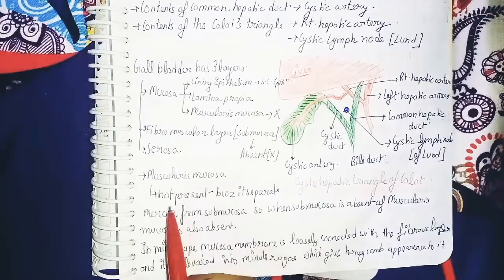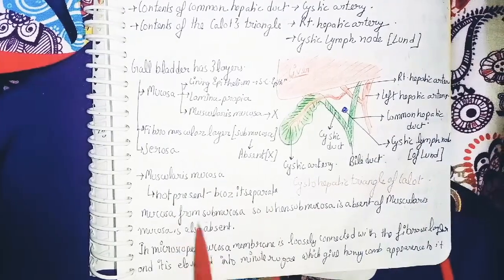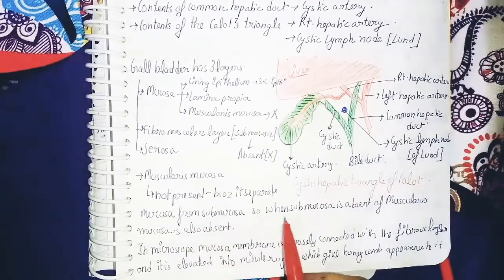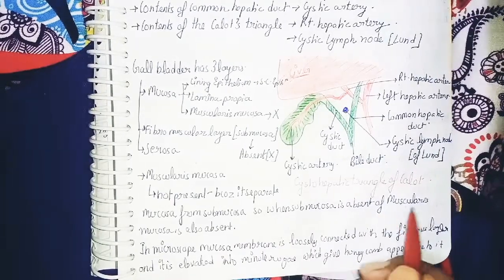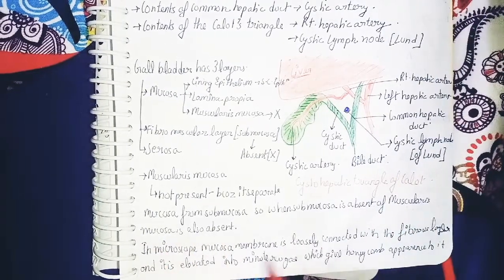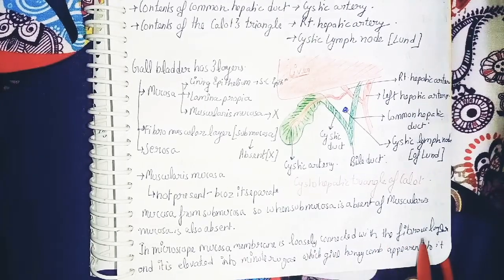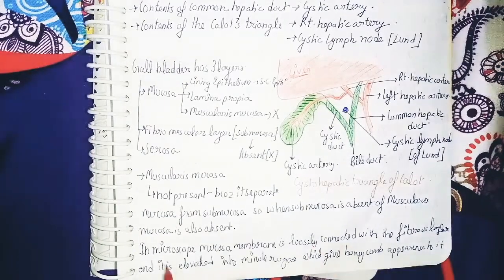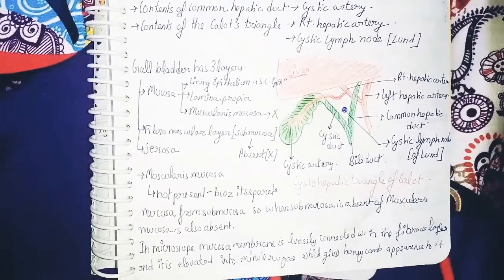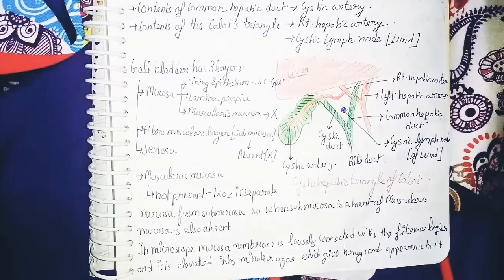Muscularis mucosa is not present because it separates the mucosa from the submucosa, so when the submucosa is absent, the muscularis mucosa is also absent. Microscopically, the mucous membrane is loosely connected with the fibrous layers and it is elevated into minute rugae, which give it a honeycomb appearance. So basically, in the histological structure we will see the honeycomb appearance.